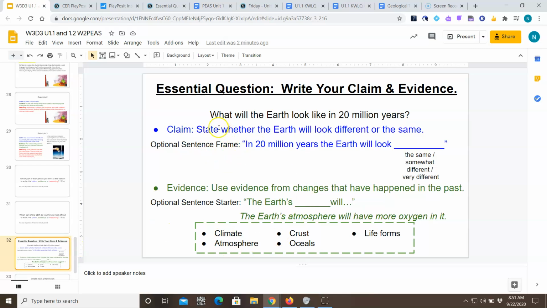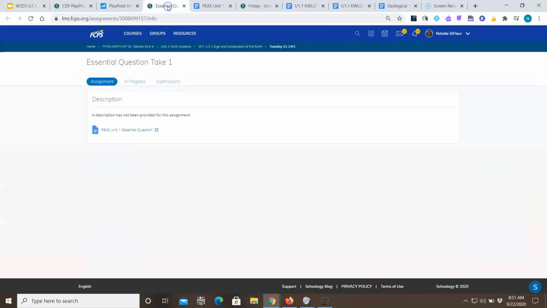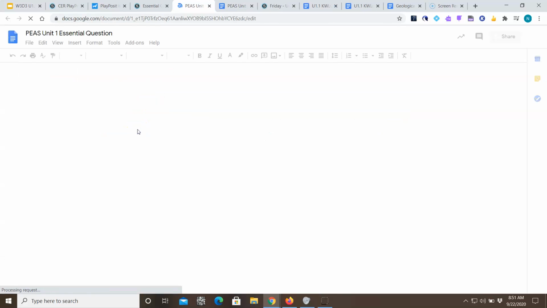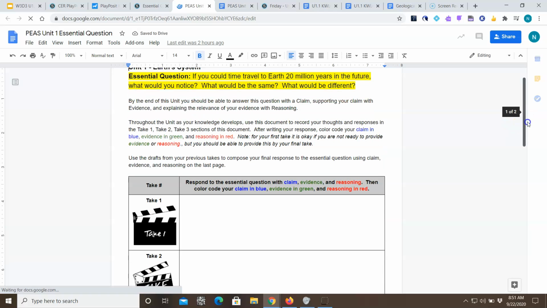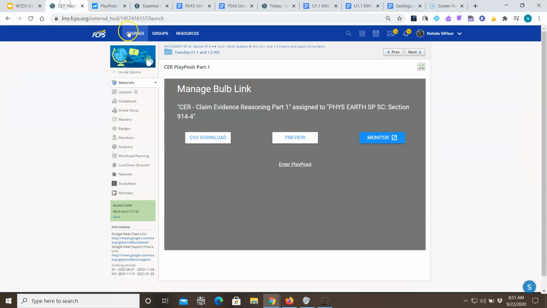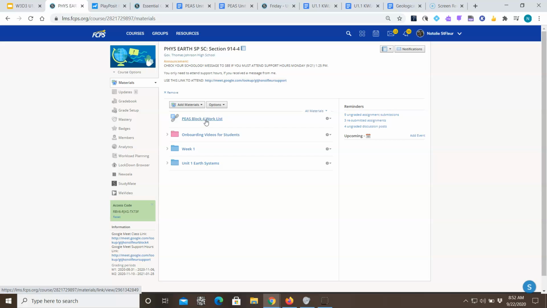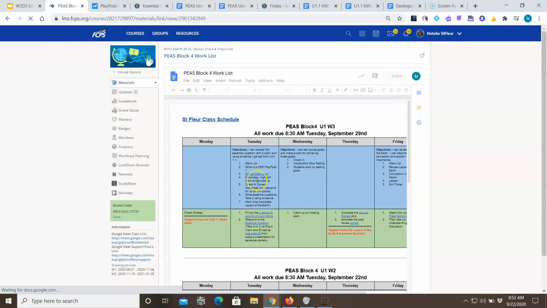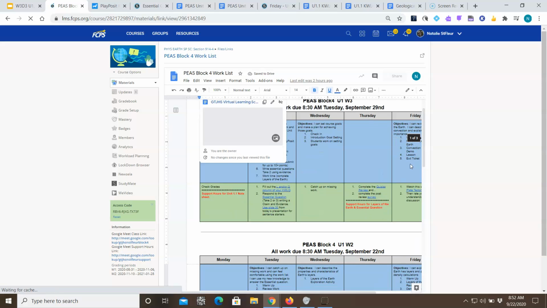And remember, you're writing this claim and evidence in your essential question document, which is this document here. Now remember, you may have something for take 1, you may have something for take 2. Just go to the next empty box. So if you have something for take 2, you go to take 3. If your take 2 is empty, write it in take 2. And finally, remember, you can access all of those documents using the work list. It's all linked there for you, so you should be able to access it that way. And if you can't, just send me a message.